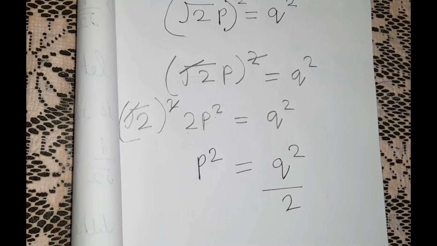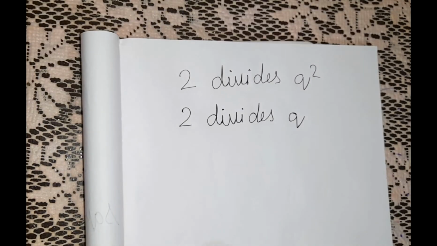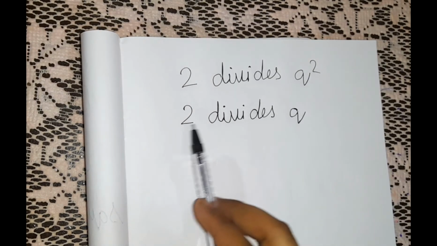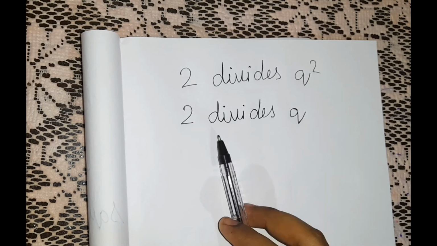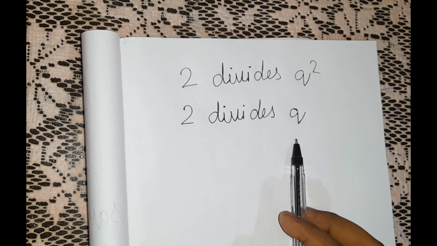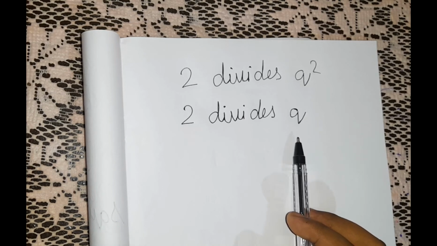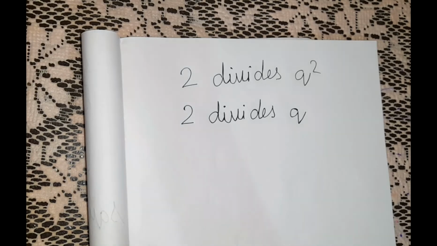Now let's write here that 2 divides q square, and then we shall write 2 divides q. So you guys might ask, why did we write 2 divides q? That's because in this question we are taking 1 by root 2 as an irrational number. Am I right? So let me show that.